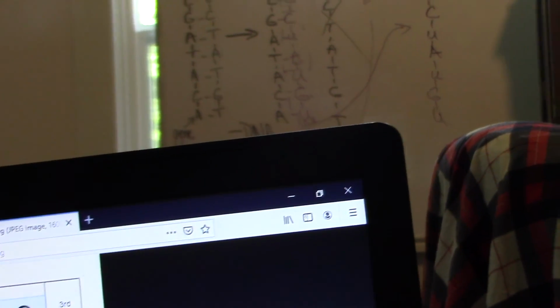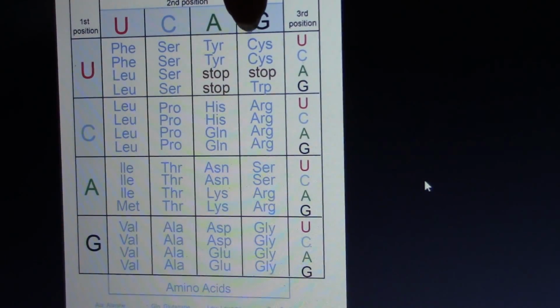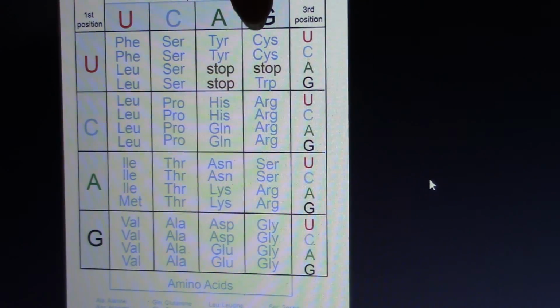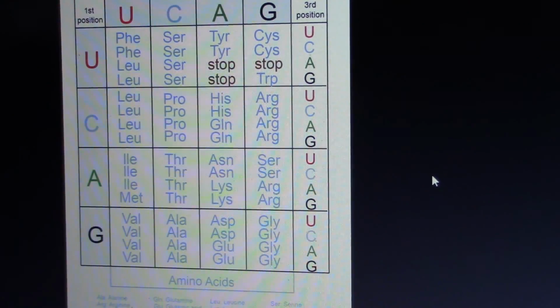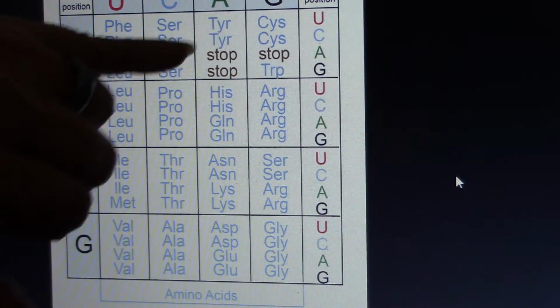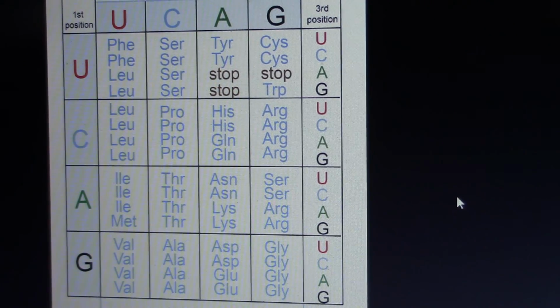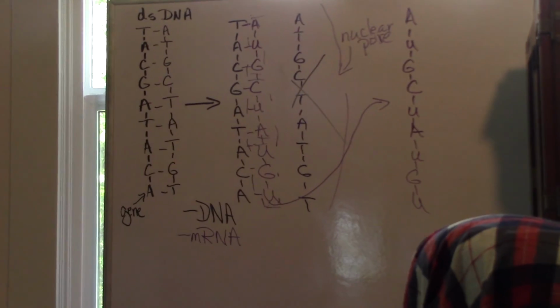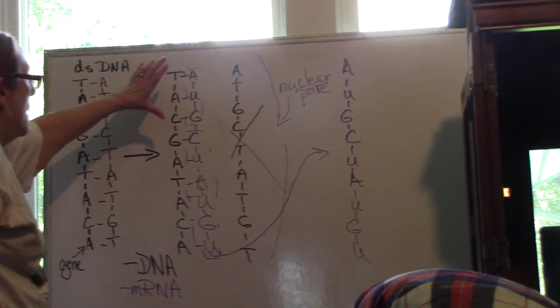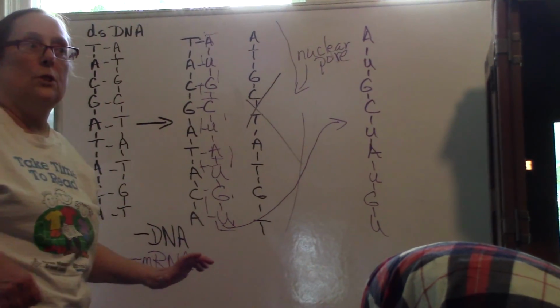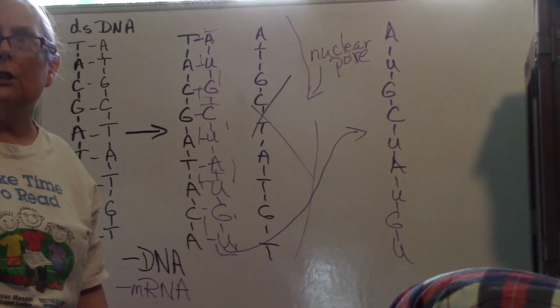And then finally, we have UGU. So there's U, G, and U, and that one is cysteine, CYS. And there are a couple of codons for cysteine. Notice the stop codons. So let me take this out of the way, go back over here and go back to initiation, elongation, and termination.